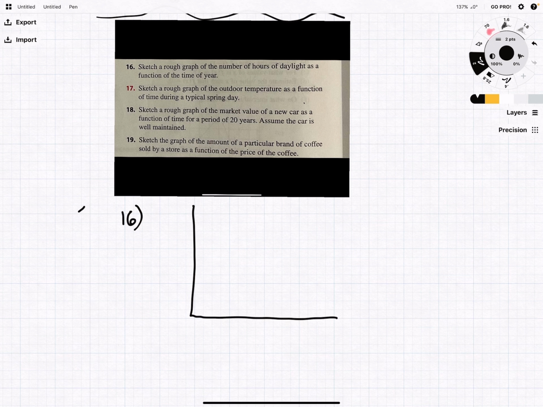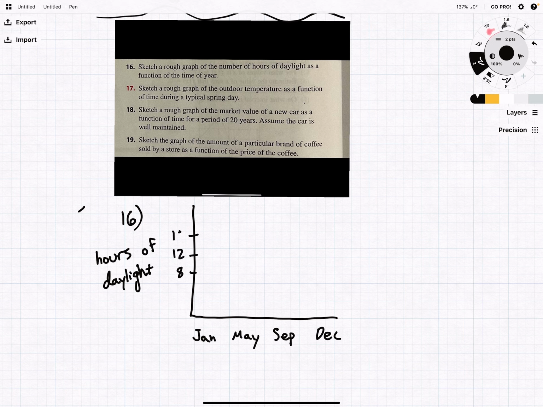Something like that. And let's just put some rough indicators like January, May, September, and December. And then here we'll have hours of daylight. Maybe 8 hours here, 12 hours here, and 16 hours here.